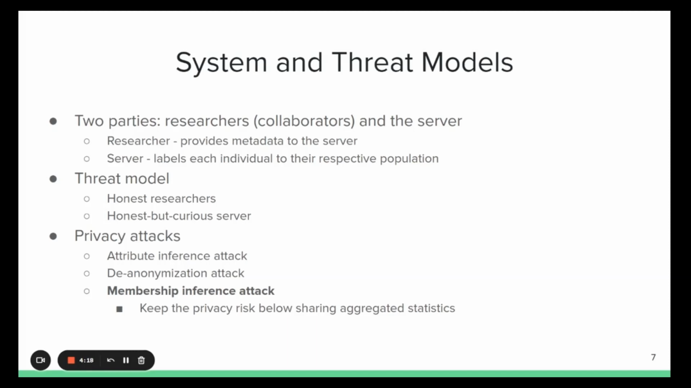The main privacy attacks used in genomic research are the following. Attribute inference attack, where the adversary tries to infer sensitive attributes using the available auxiliary information. We have de-anonymization attacks, where the adversary tries to match the identity of a victim with one of the participants in a genomic dataset. And we also have membership inference attack, where the adversary has access to the genomic data of a victim and tries to infer whether that victim is a part of a genomic dataset or not. The most relevant attack to our scenario is membership inference attack.